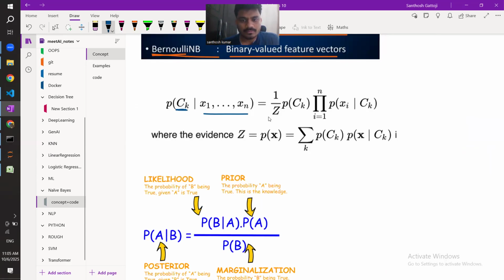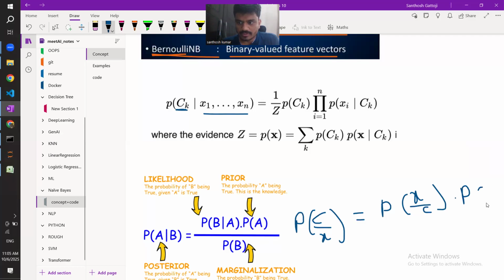Probability of C of k divided by probability of all these x's, into probability of x given c. So if I want to write this using c and k, can you tell me c given x? What will be this probability? A given b means x given c, into probability of c, divided by probability of x.